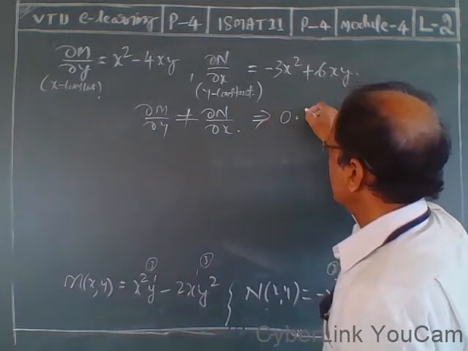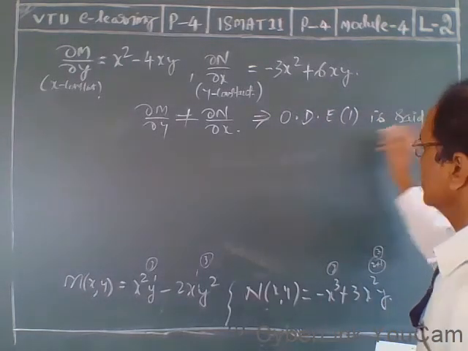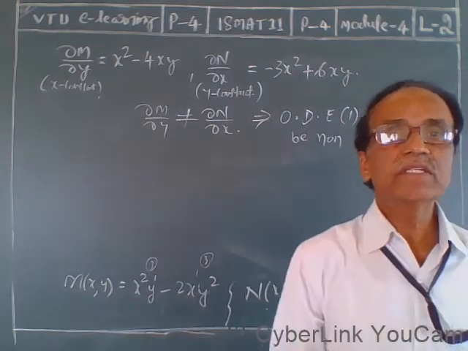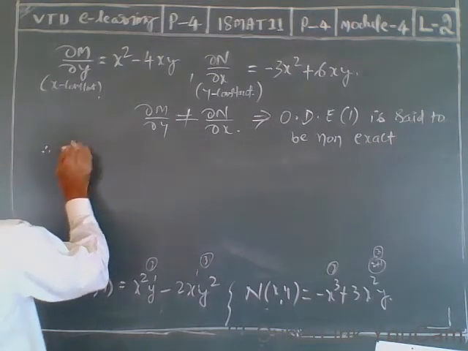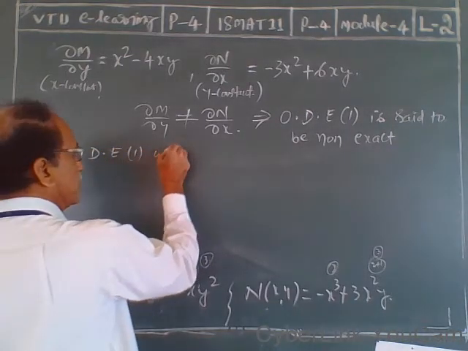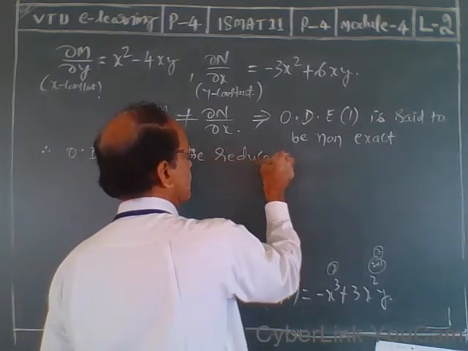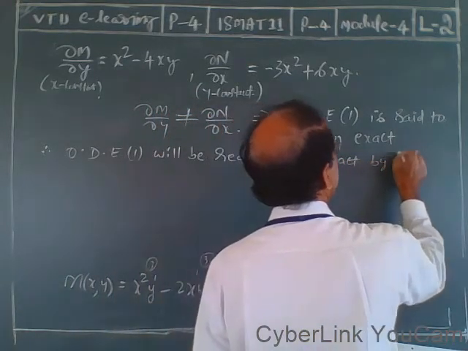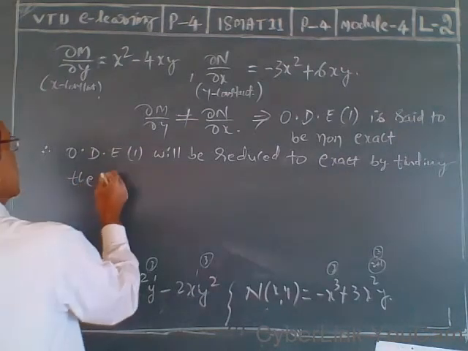This implies ODE 1 is said to be non-exact. ODE 1 is said to be non-exact. Therefore, ODE 1 will be converted, otherwise reduced, to exact by finding the integrating factor.